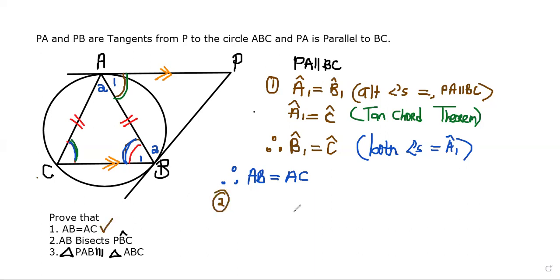Now we go to number 2. They're saying prove that AB bisects angle PBC. So prove that the line AB bisects angle PBC. The hint again, to prove that AB bisects PBC, you must prove that angle what?